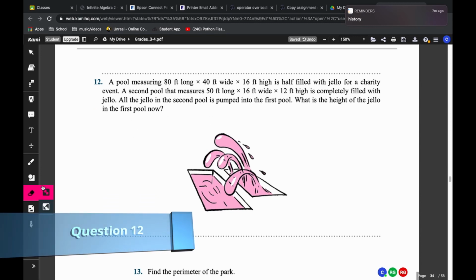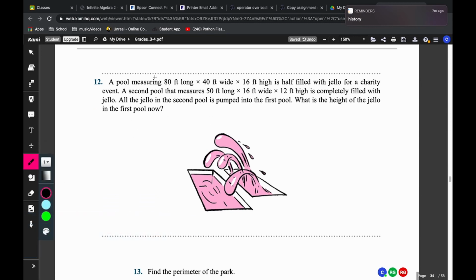Moving on to number 12. This is a pretty hard one. So, 80 feet long, 40, and 16. And also, we would just multiply it by a half. Why? Because it's filled half. So that's 80 times 40 times 16 times 1/2. And since this is half filled, that only affects the height. So you would take the 1/2 out of the height. So that's 8.